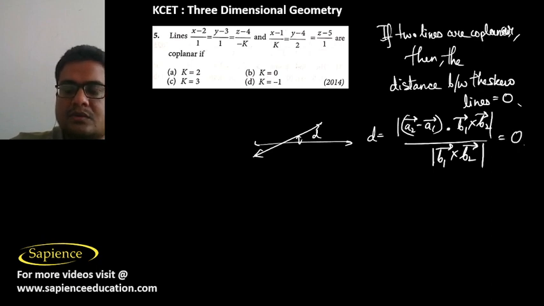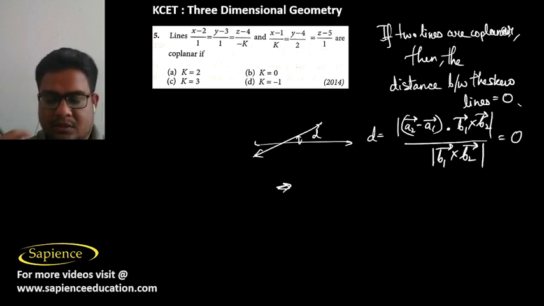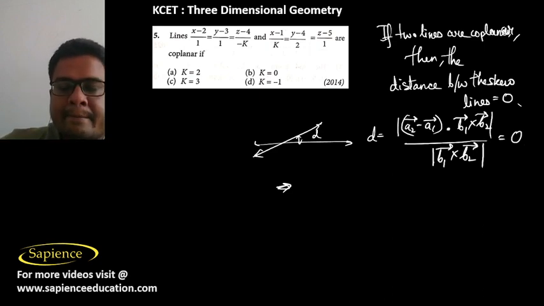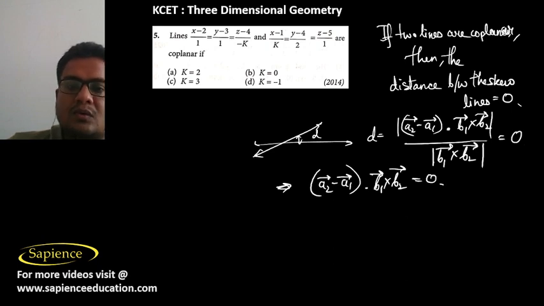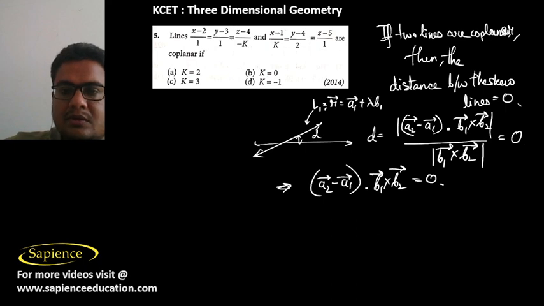This should be equal to zero. It means that the value of a2 vector minus a1 vector dot b1 cross b2 should be equal to 0, where the equation of the line L1 is, suppose, r vector equals a1 plus lambda b1, and the equation of the line L2 is r vector equals a2 plus mu b2.